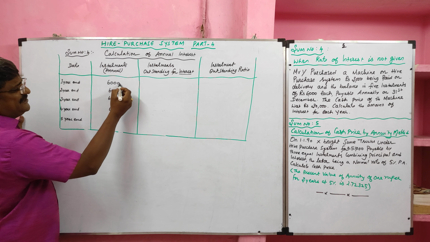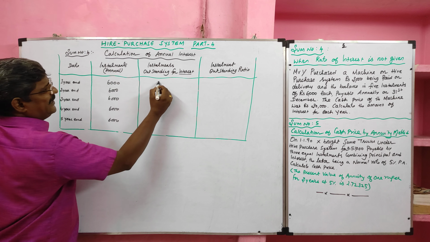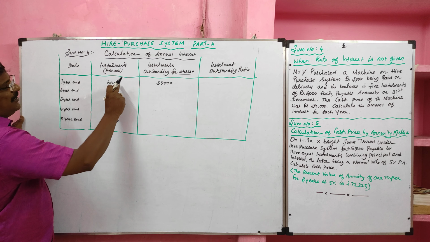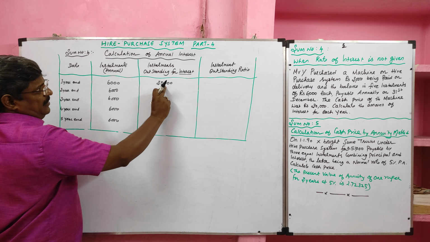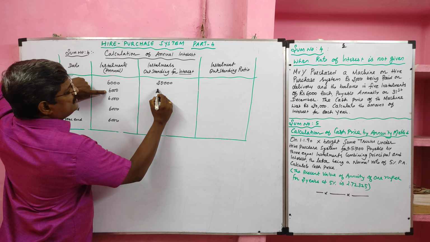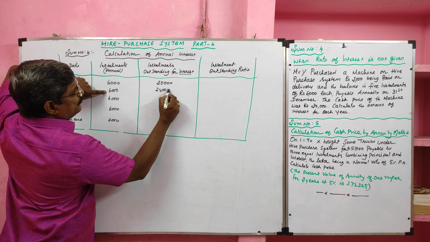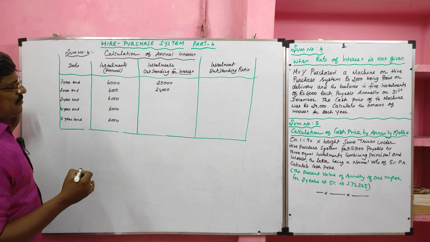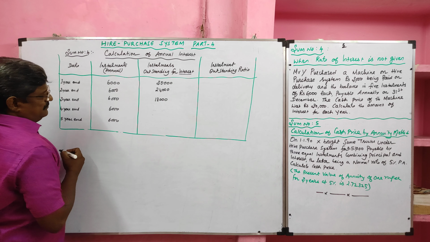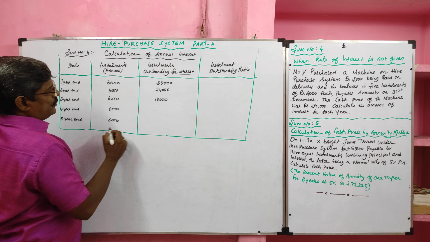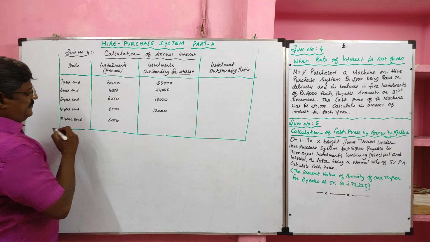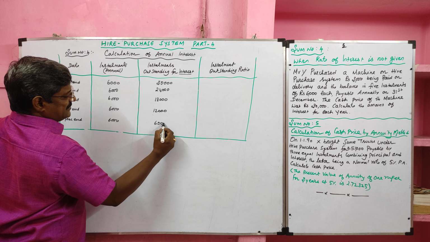At the end of first year the total installment outstanding is 30,000. How did we get 30,000? By adding all the installments. Then at the end of second year the outstanding installment value is 24,000, because we have paid the first installment. At the end of third year the installment outstanding is 18,000. At the end of fourth year it is 12,000. At the end of fifth year it is 6,000.